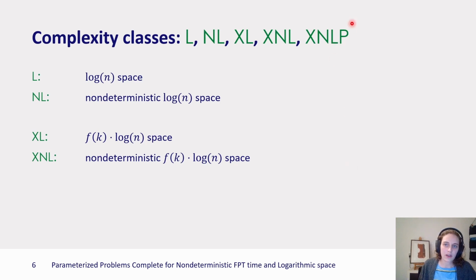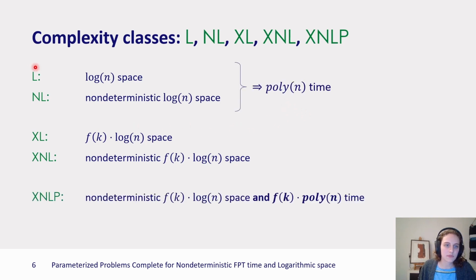Well, the P in our case stands for polynomial time. And that's because of the following. This L and NL, this log space, they actually imply polynomial time themselves. However, in this case, it does not imply something like f of k times polynomial time. It actually implies n to the power f of k time. So that's where we say, okay, but what if we also restrict the time next to the space restriction? And that's how we got XNLP, and that's the class that we're looking at.